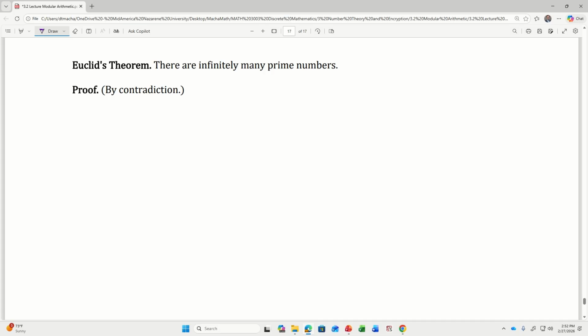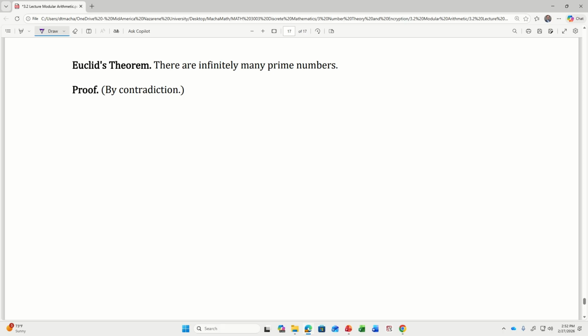Euclid's theorem. Euclid was an old mathematician. We're talking about ancient Greece, like BC 300 or something like that. Euclid wrote a book called The Elements, and you can still read The Elements today and pick up a copy of it and see what Euclid wrote in there. But Euclid came up with this proof that there are infinitely many prime numbers.